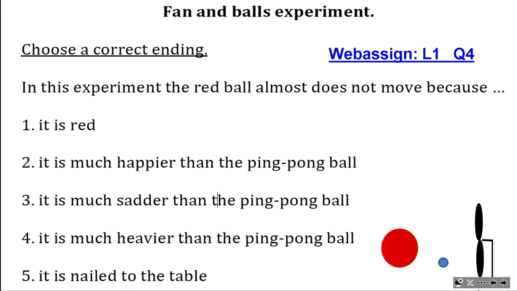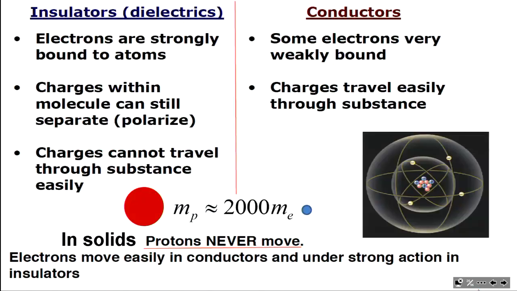Well, what is the right answer? Mass matters. Mass does matter. We know, first of all, because of Newton's second law. The acceleration is inversely proportional to the mass. But this experiment represents the model of protons and electrons, or even something heavier than a proton, the nucleus and electrons. Each proton is about 2,000 times heavier than a single electron.